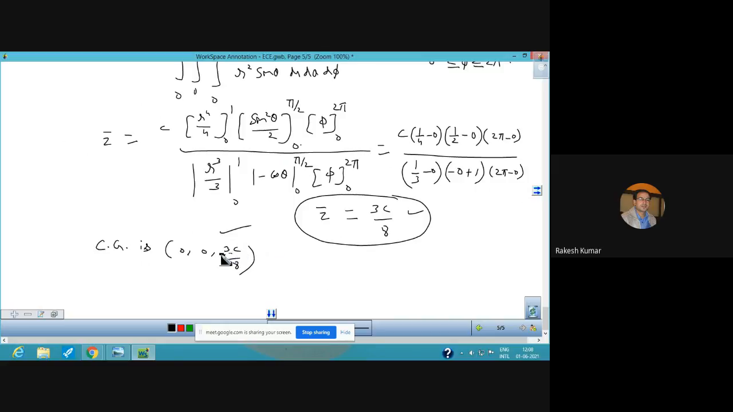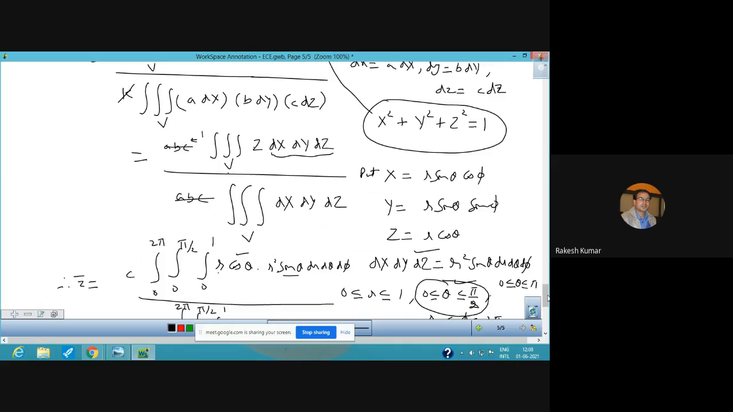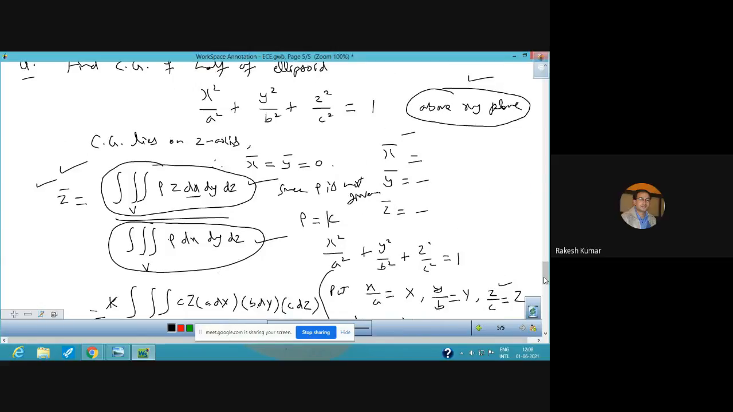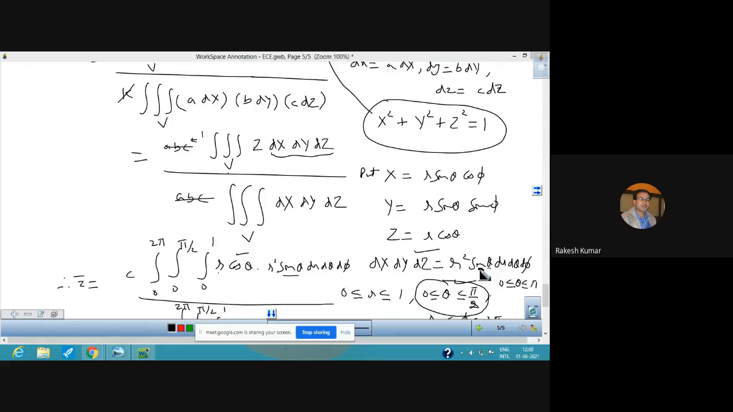Remember, the same question can also be done without this statement of above xy plane. If it is the same question without this statement, then we have to find out all the coordinates x bar, y bar, z bar by using the same techniques. Always it is very comfortable to convert the ellipsoid into a sphere first, then the sphere into spherical polar form.